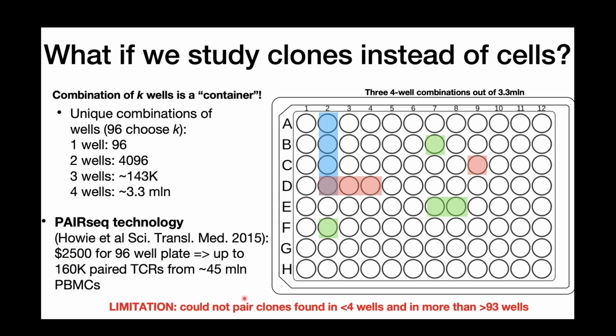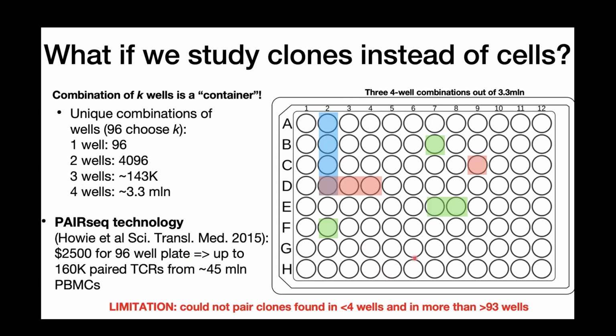And then if we think about this mechanism, this algorithm, there's also an obvious limitation. If something is found in very few wells, like in one well or in two wells, we could not pair it. The pattern is not clear enough. There are just 96 ways to pick one well, and then there are millions of clones which are found at one-cell level. So one well is going to be a mess. We need at least 4 wells at 96-well plate design.